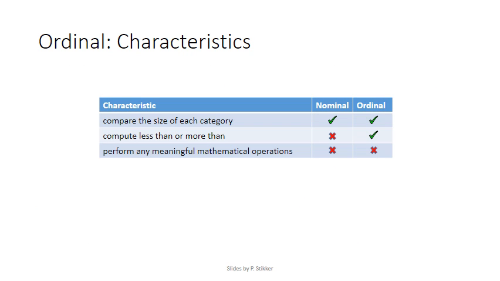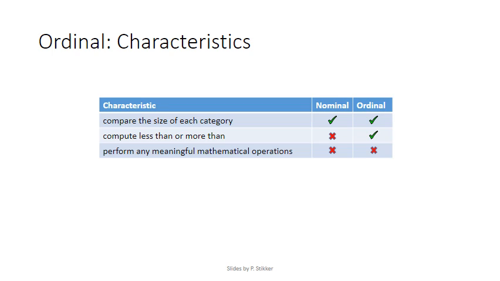For a nominal variable, we saw that the only thing we could do was compare the size of each category. So we could say, for example, that there were more males than females. For ordinal variables, we can of course still say the same thing. We can still say, for example, that there were more people who said that they fully agreed than those who only agreed. However, with ordinal, we can also make computations about less than or more than. We can say, for example, that 50 people said that they disagreed or even fully disagreed. So that would then be the combination of fully disagree and disagree, and that still has a meaningful interpretation.